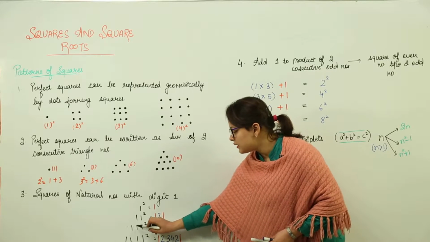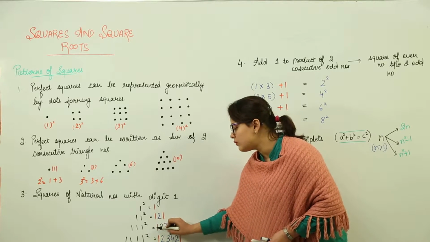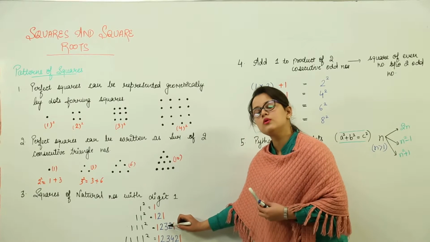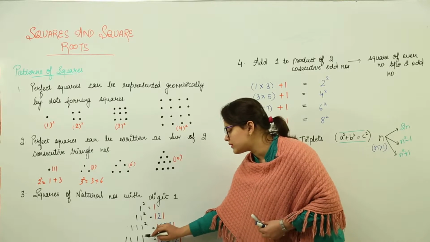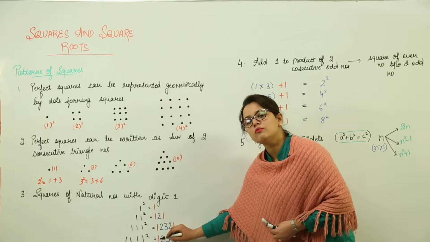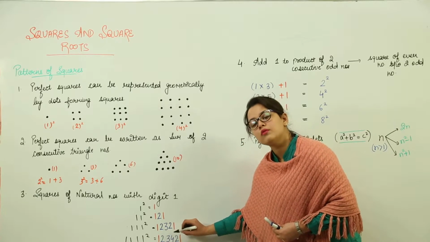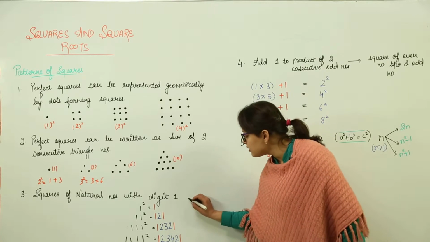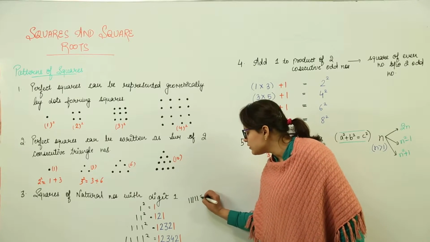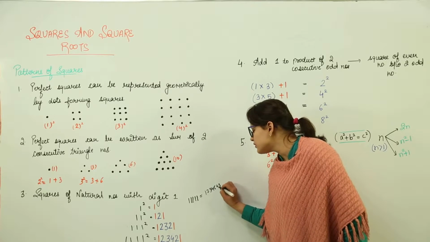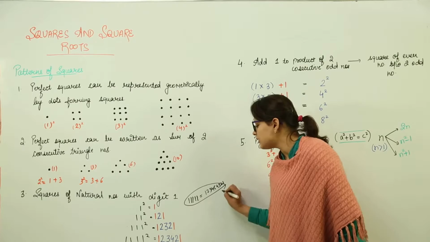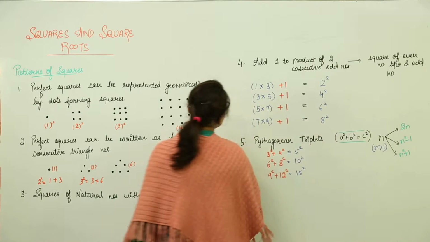Again in the next one, we have 3 1's. So I'll go with 1, 2 and 3, up to 3 I'll go and I'll come back from 3 to 1. Then we have 4 1's. We'll be going from 1 to 4 and then coming back from 4 to 1. If we would have had 5 1's, it would have been 1, 2, 3, 4, 5, again 4, 3, 2, 1. Understood?